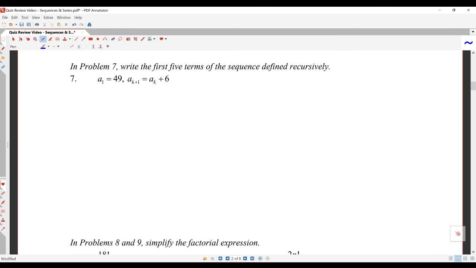Right. We'll take a look at number 7, then we'll break. All right, so write the first 5 terms. So the first term is going to be 49. That's what we are told right here. Then we're told in this next phrase, take any term, including the first one, 49. And if you add 6 to that, you get the next term. So that's what this statement says here in English.